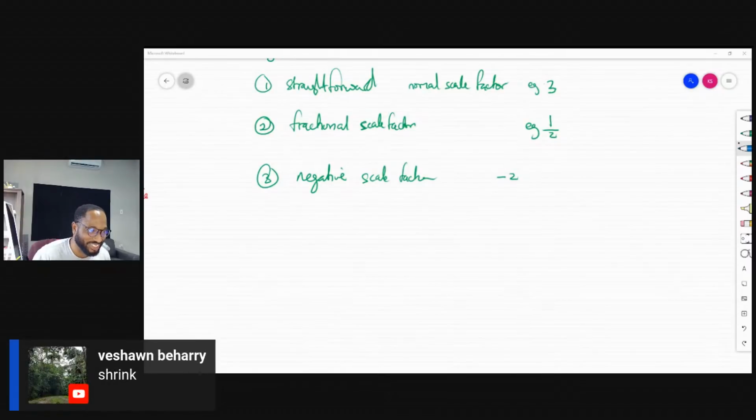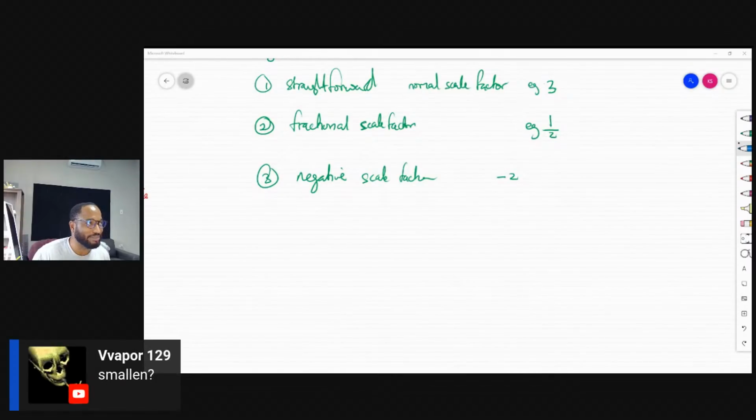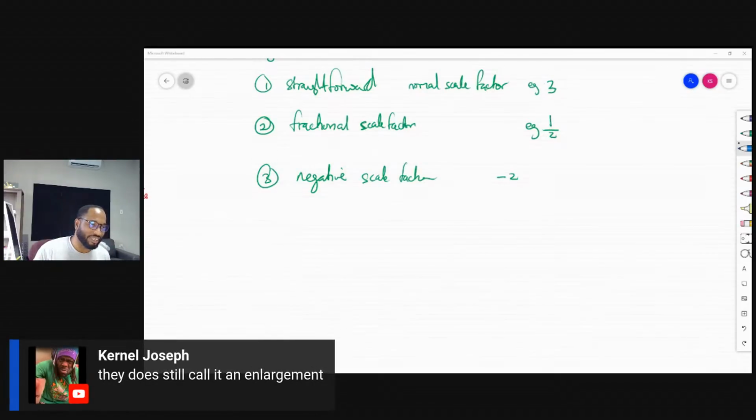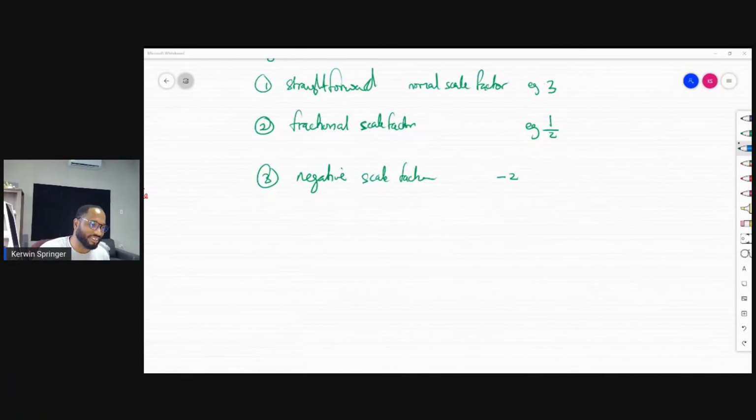Small, shrink. The opposite of enlargement is small. You can still call it an enlargement. It's just an enlargement with a scale factor of half or something.